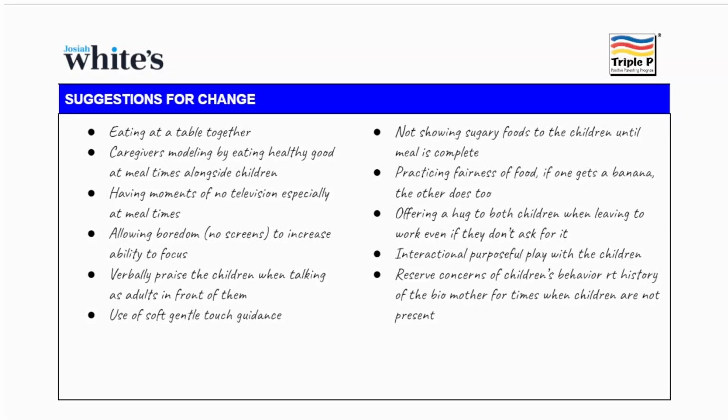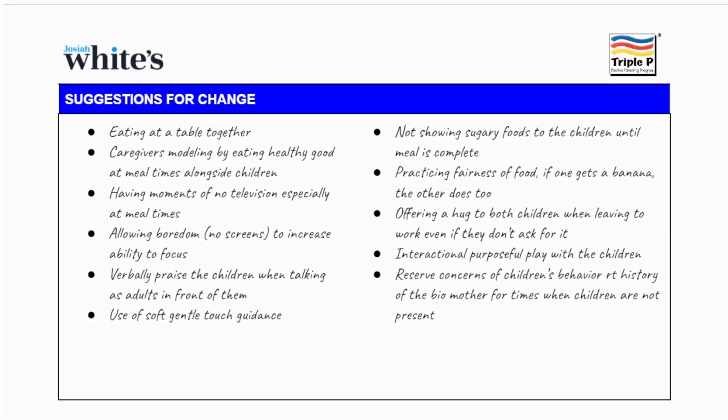Grandma came in halfway through the meal and brought out ice cream, showed it, brandished it to the kids, and of course they didn't want to eat their food when they saw that ice cream. Practicing fairness of food: if one gets a banana, the other does too. The caregivers presented a banana to one of the children. The other child behind that child saw the banana and became upset that they didn't get one, but the caregivers did not realize that the child was getting upset because they didn't get a banana.